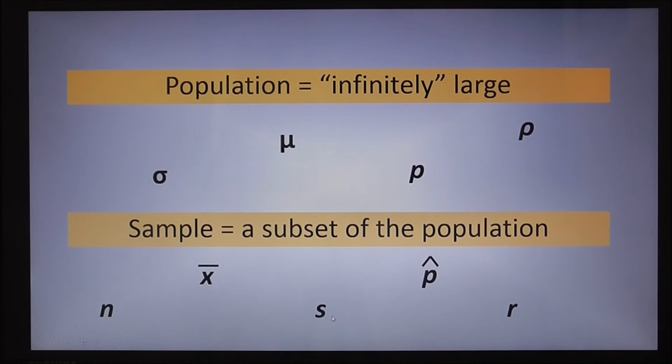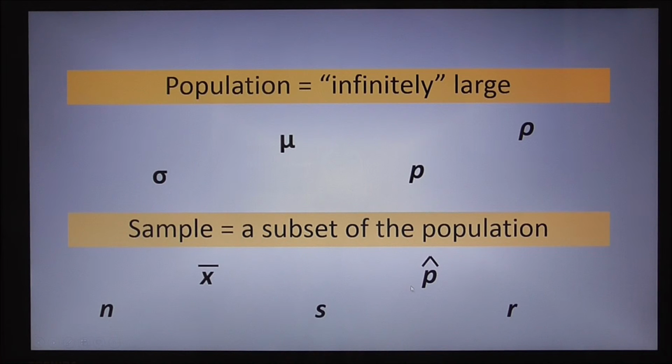The calculation of a standard deviation is a little bit more complex, so I won't go into that right now. You can easily find that in your textbook. But S stands for the sample standard deviation, and it's an estimate of sigma. In like fashion, X bar is an estimate of mu. So the sample standard deviation is an estimate of the population standard deviation, and the sample mean is an estimate of the population mean.